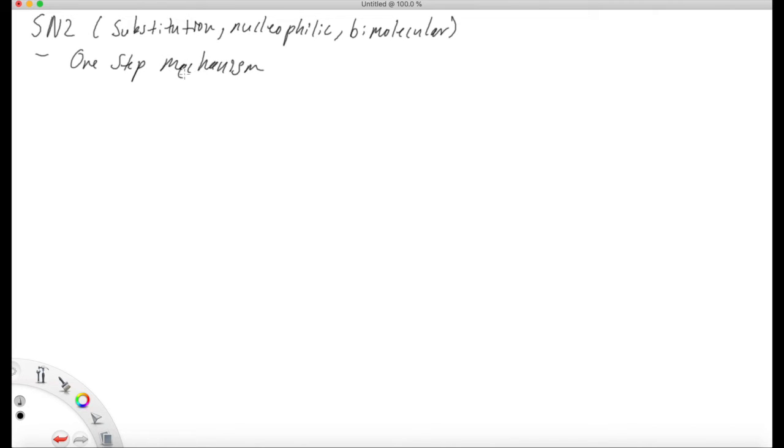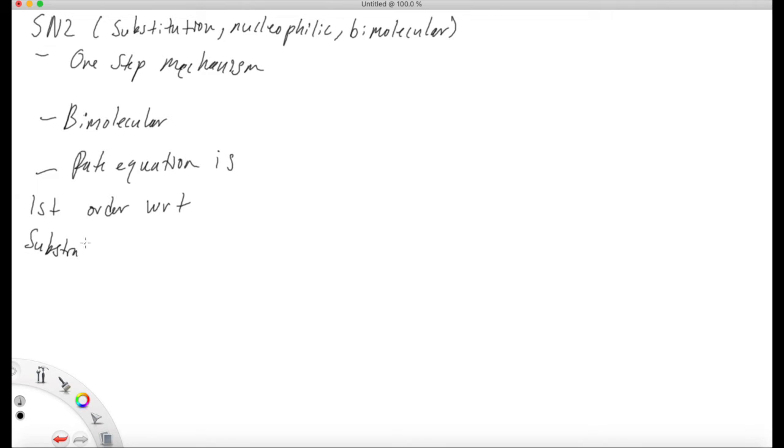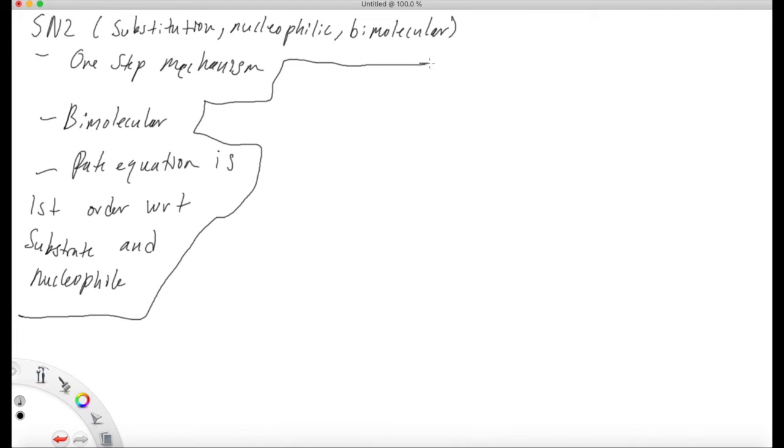Okay, so it's a one-step mechanism, even though there's two. So whenever I see the SN2, I just think the opposite of the 2. I think one step. But the 2 is telling you that it's bimolecular. Okay, so it's a one-step mechanism, it's bimolecular, and the rate equation is first order with respect to the alkyl substrate and the nucleophile. So the rate equation is going to involve the alkyl substrate and the nucleophile. Okay, so we'll look at that in example problems coming up, but that's just something you have to know now.